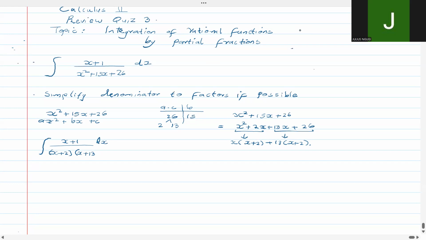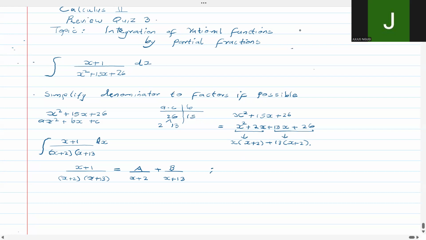Now, to find the simple fractions, or the partial fractions, you set the integrand to be equal to an undetermined coefficient A over the first linear factor, x plus 2, plus another undetermined coefficient B over the other linear factor, x plus 13. Then you solve for A and B.